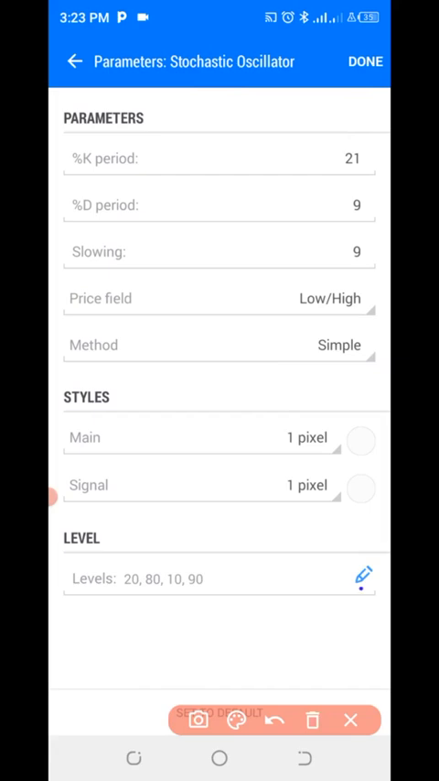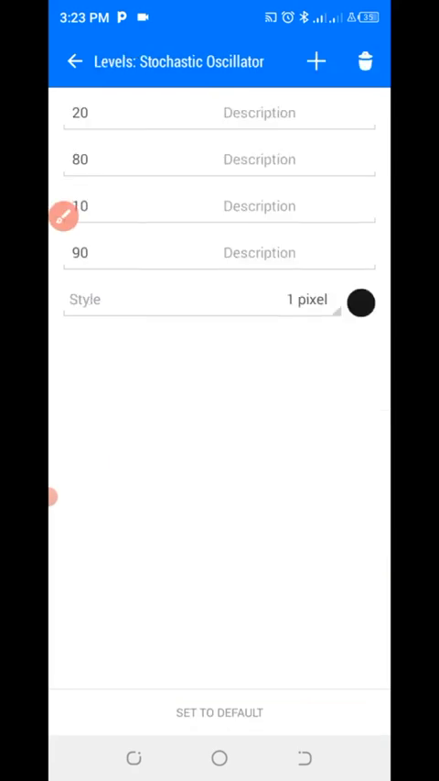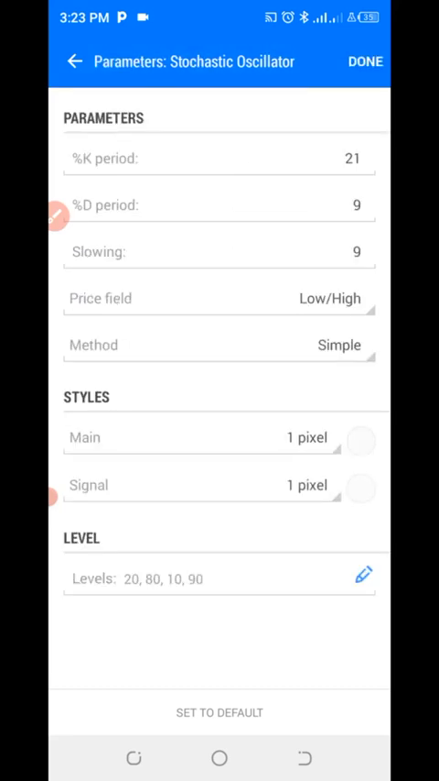Once you are done, then the levels: we have four levels, the 20 level, the 80 level, the 10 level, and the 90 level. Now the 20 level and the 10 level are going to be for a buy on crash. Then the 80 and the 90 levels are going to be for a sell on boom. So once you are done, you click on done.